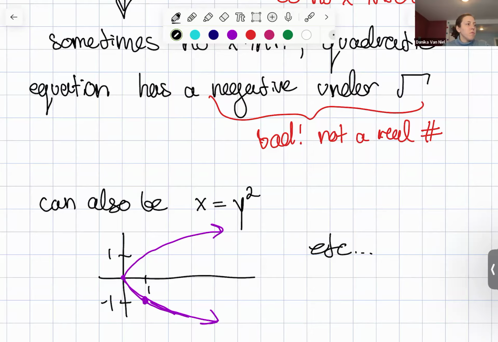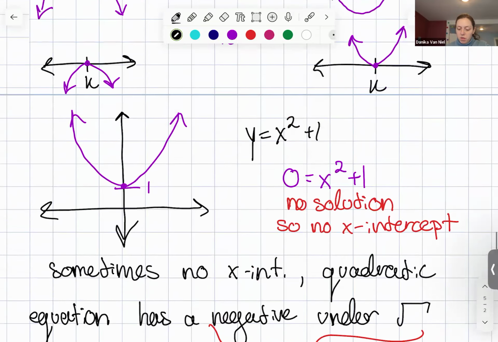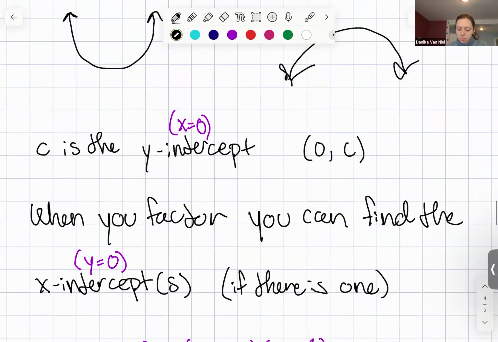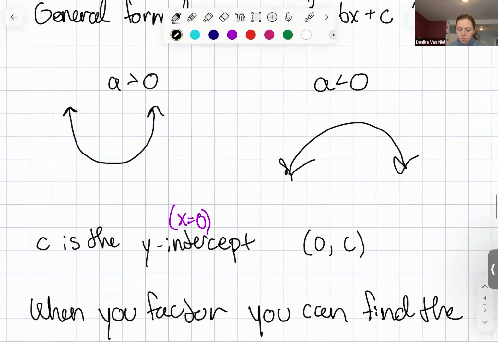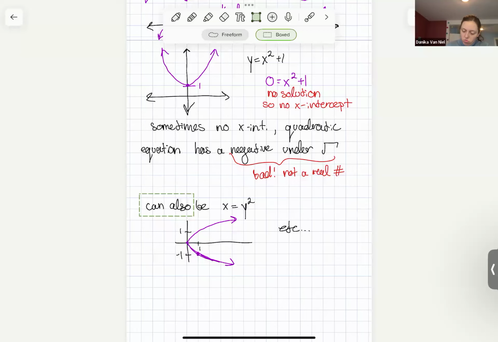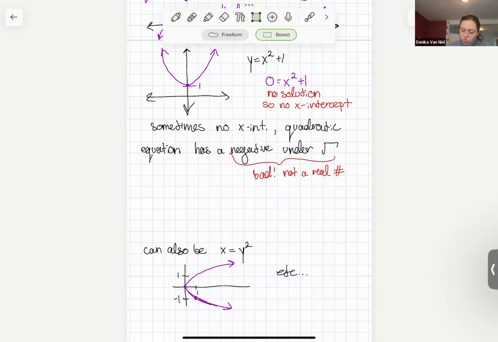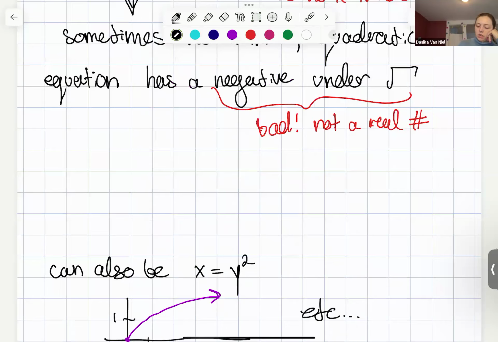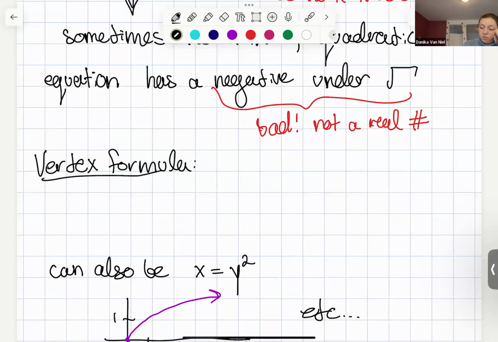Excuse me. Okay. So yeah, I should have said that up here. Okay, vertex formula. Okay.